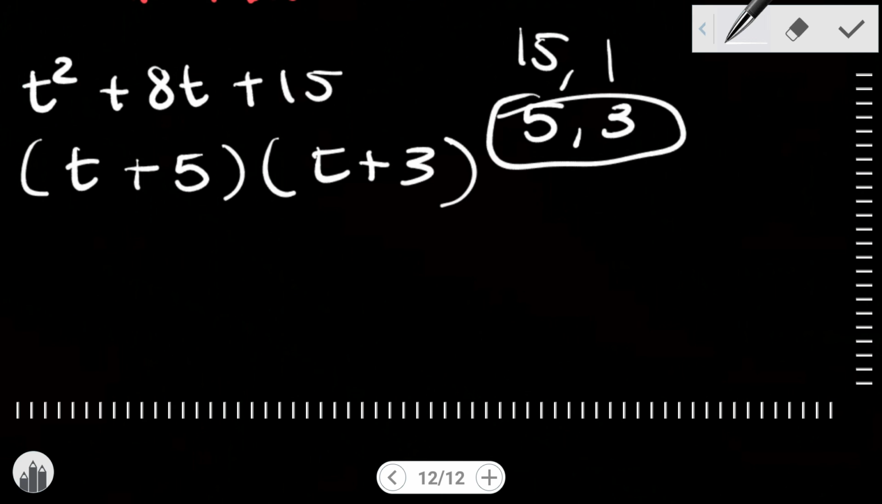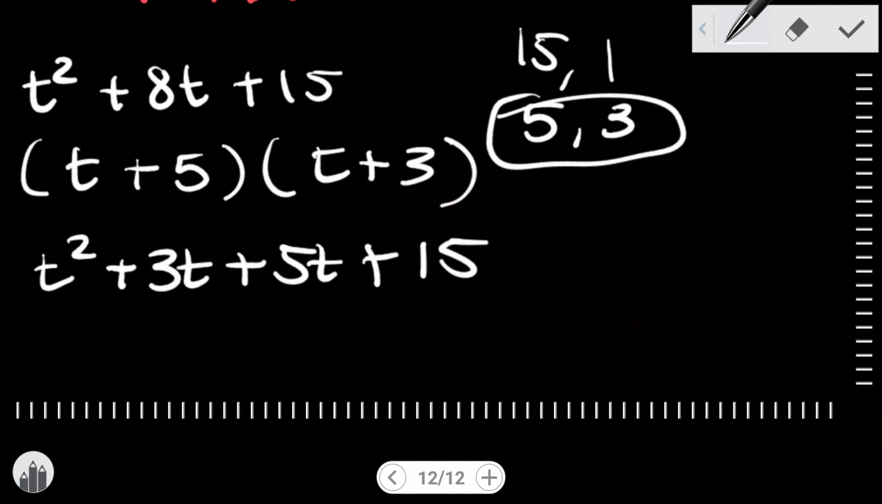Let's FOIL it back just to make sure that we did it correctly. Foiling it, we get t squared. t times 3 will get you 3t. 5 times t will get you 5t. And 5 times 3 will get you 15. So we did end up getting back to what we started with.